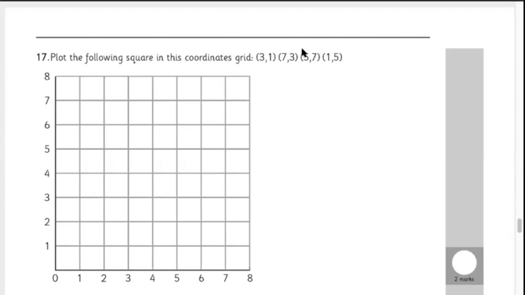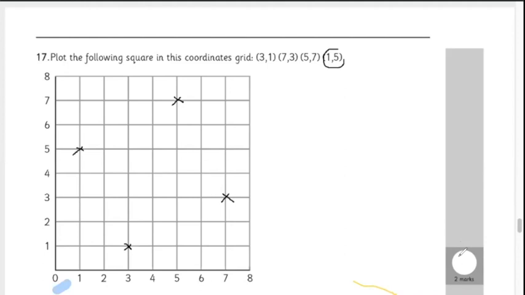All right, so number 17, final one. So plot the following squares in this coordinates grid. So we know that the first number in coordinates is the x-axis. Now, I'm very aware of time, so I'm just going to plot these. So 3, 1 means 3 on the x-axis, 1 on the y-axis. Okay, so there is the first one. 7, 3. So we're going to go to 7 on our x-axis and up to 3, like so. Now 5 and 7. We've got to go to 5 here and all the way up to 7. And then our last one, 1, 5. So we go to 1 on our x-axis and all the way up to 5. Okay, that is what our square should look like. Those should be our 4 points.